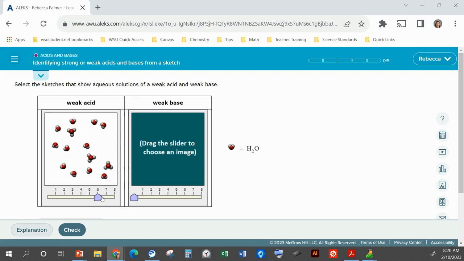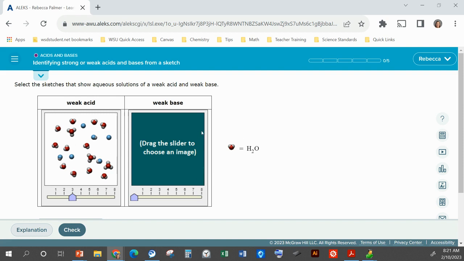This is just hydronium and water, which doesn't make sense. This is an acid that didn't dissociate at all, so that's not really an acid. This is just more undissociated acid. Okay, so I think 3 for the weak acid. Does that make sense, the reasoning?